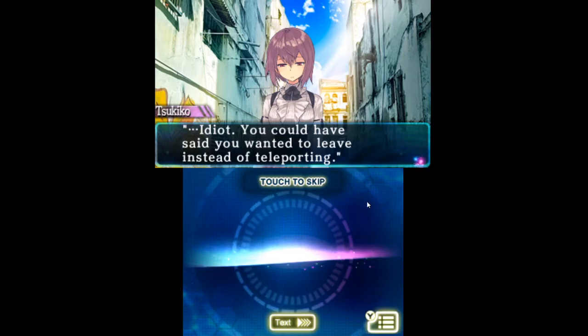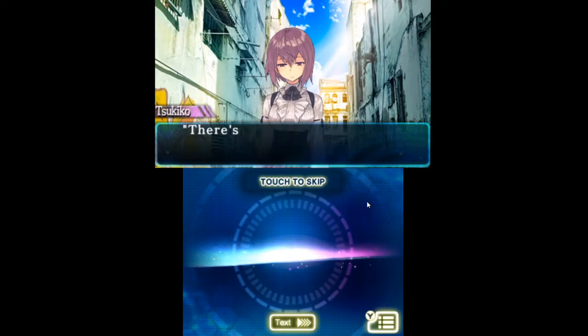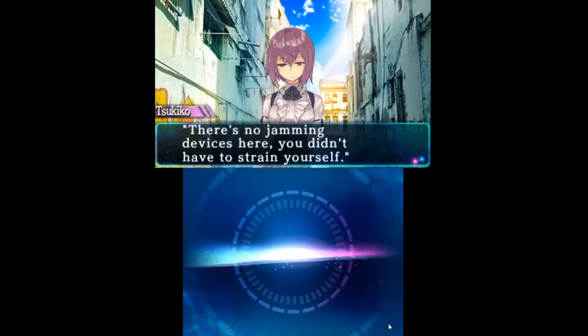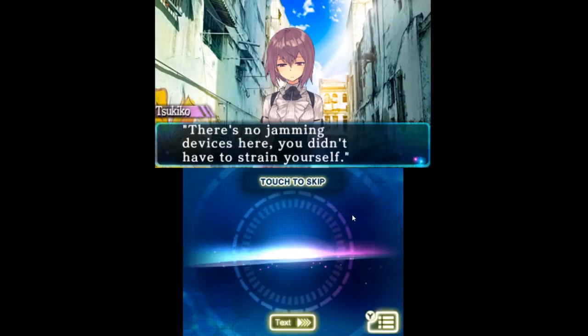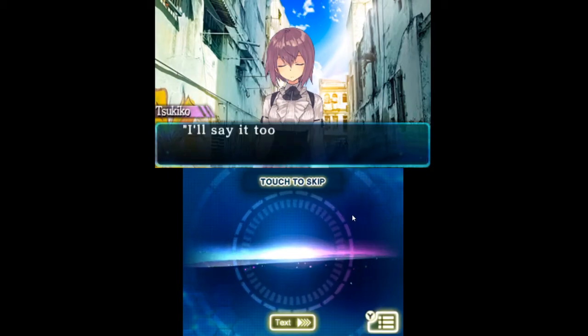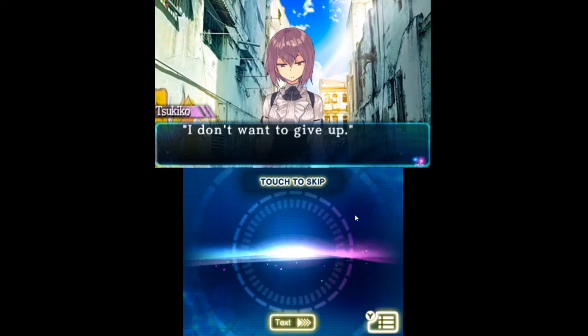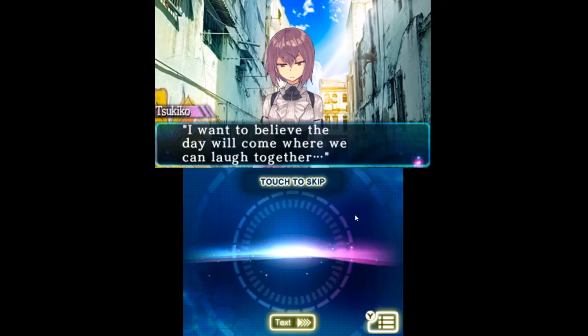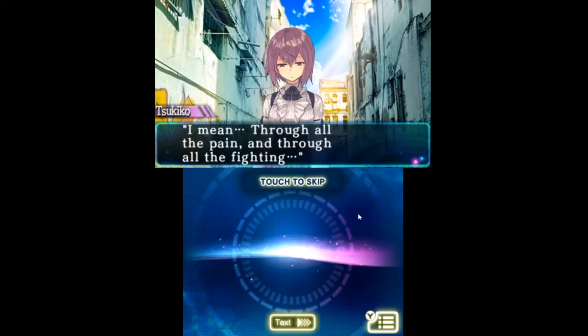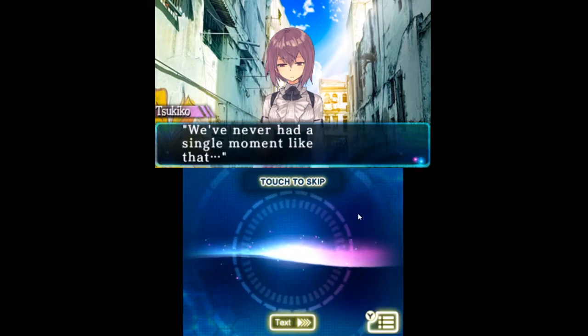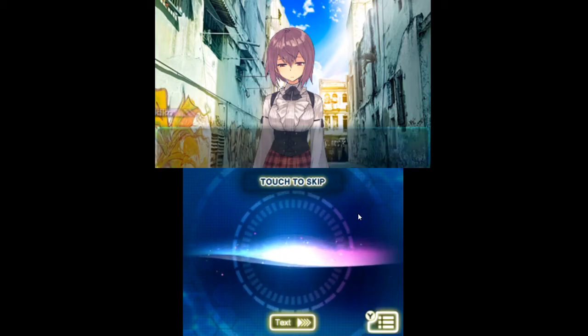Idiot. You could have said you wanted to leave instead of teleporting. Teleporting. There's no jumping devices here. You didn't have to strain yourself. I will say it too, Lisa. I will never give up. No, that's not it. I don't want to give up. I want to believe the day will come where we can laugh together. I mean, through all the pain and through all the fighting. We've never had a single moment like that.